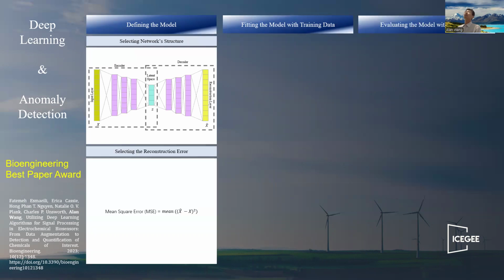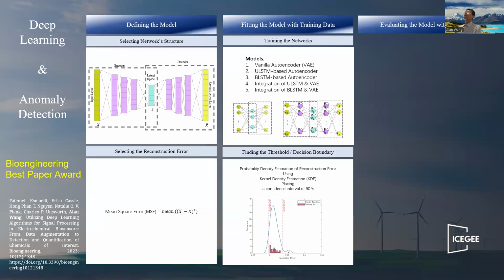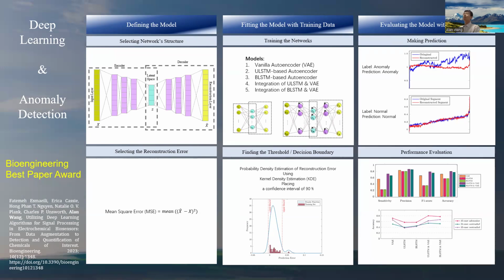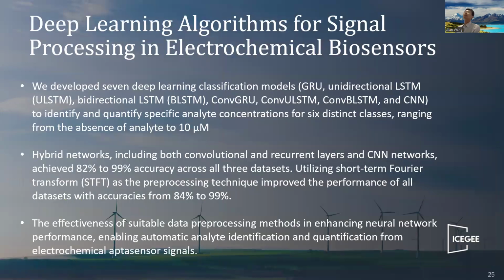This is our recent development by utilizing deep learning models and also the variations of the deep learning models and integrating them together to perform abnormality detection. So this paper this year was selected as the best paper award in bioengineering for all the papers published in bioengineering in that year. So it is a very nice recognition for these deep learning models for abnormality detection in sensor signals.